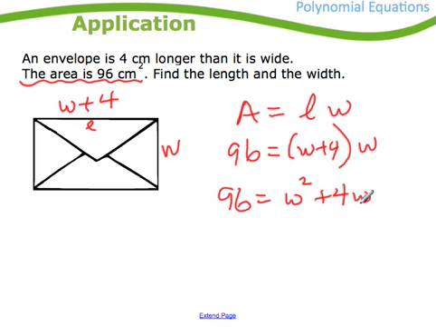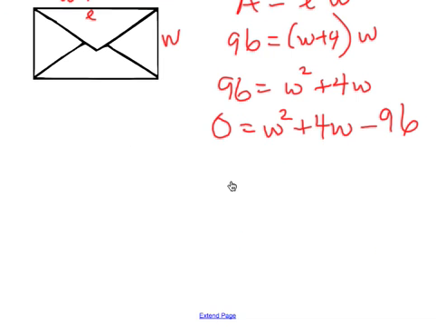If I have a quadratic, I can't solve it like this. Thou shalt make it equal to 0. So let's move this 96 over to this side. So I get 0 is equal to W squared plus 4W minus 96. That's looking good. Okay, so now I have a quadratic equal to 0, so I can do my two brackets here. I'll have a W and a W. Two things that multiply to 96 and add to 4.